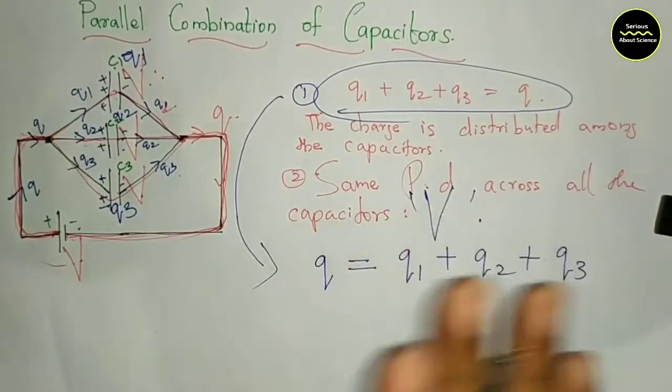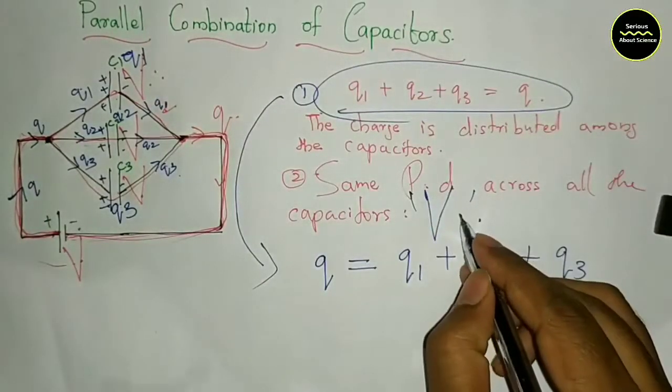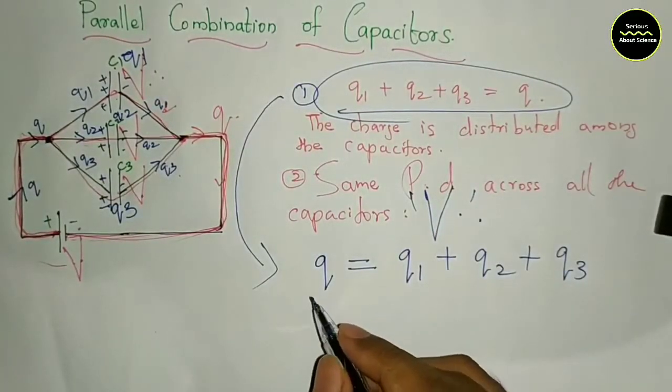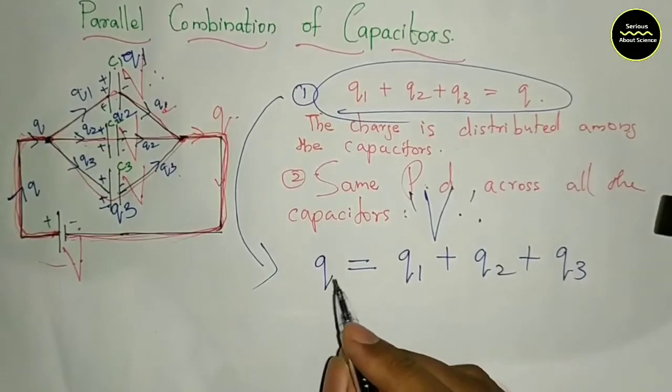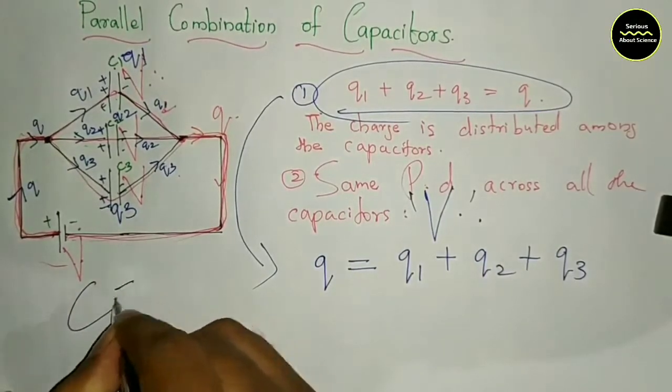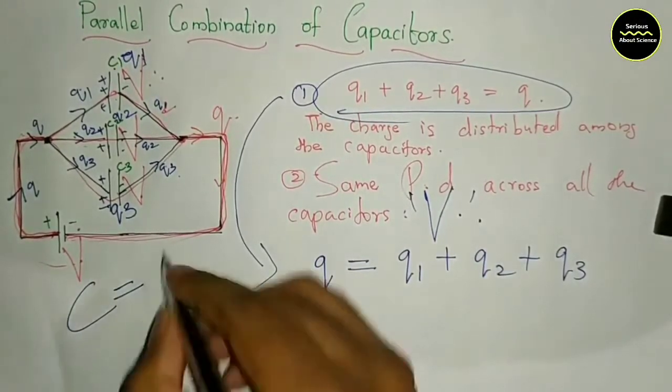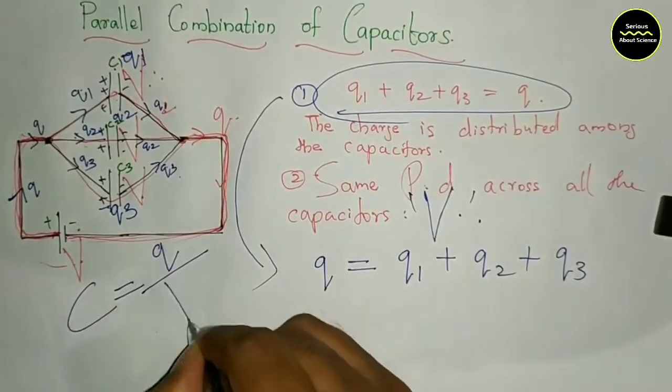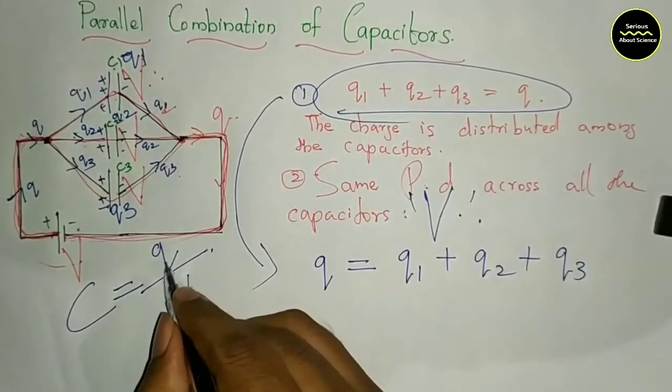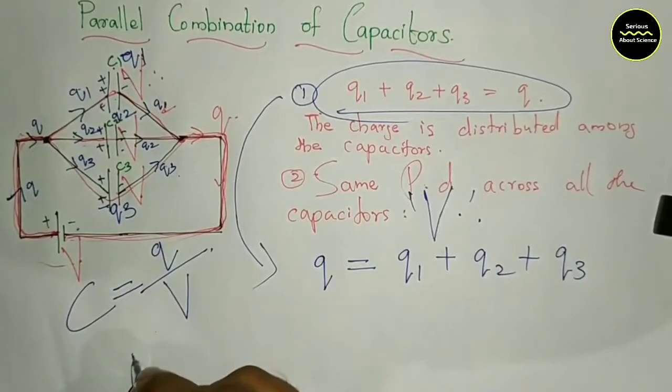So Q equals Q1 plus Q2 plus Q3. Instead of Q, we are going to substitute the relation. You know well that the equation for capacitance is C equals Q divided by V. Now we want to find out the equation for Q. That is what is given in this equation, right?